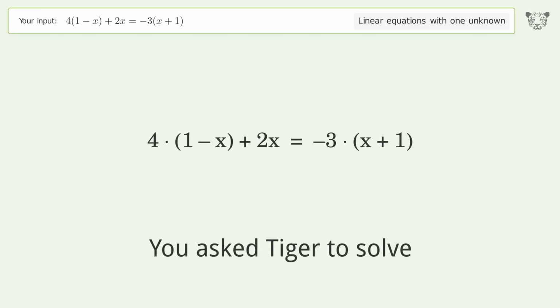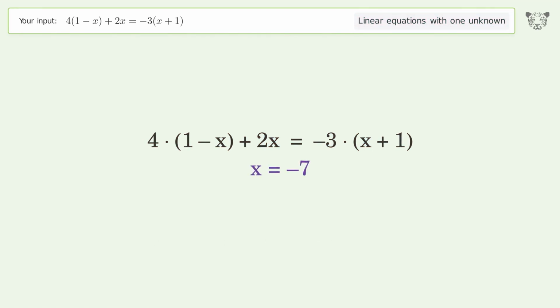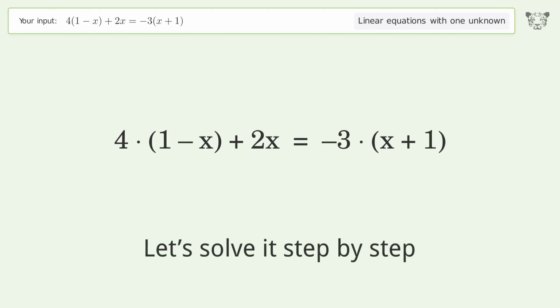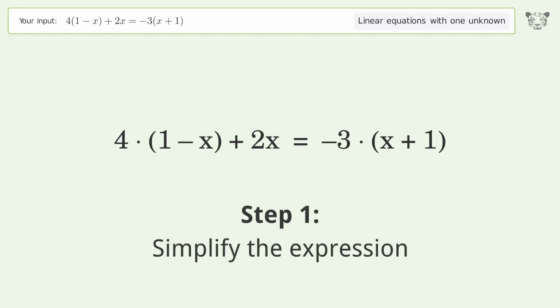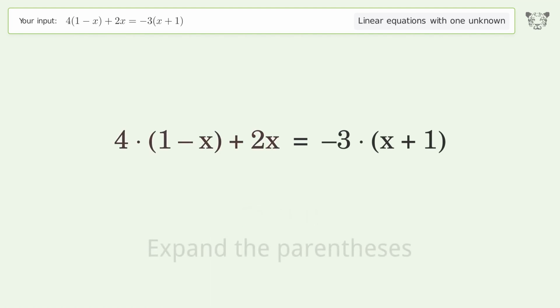You ask Tiger to solve this. This deals with linear equations with one unknown. The final result is x equals -7. Let's solve it step by step. Simplify the expression. Expand the parentheses.